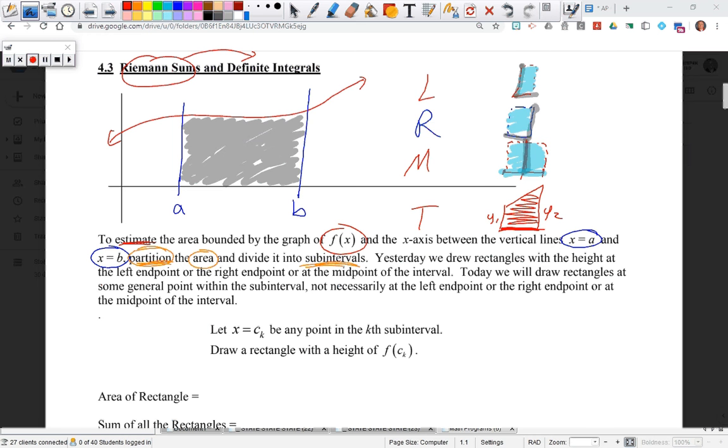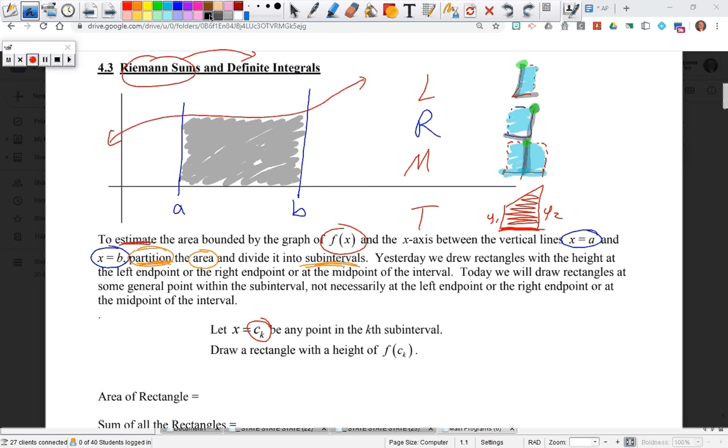Now, what we're going to do here is we're going to do an arbitrary x value called c sub k. This is a little different. Don't let it throw you off. In other words, we're saying that this could exist anywhere on the interval. It doesn't have to be the left, it doesn't have to be the right or the midpoint or even trapezoidal. It could be anywhere on the top of that rectangle.